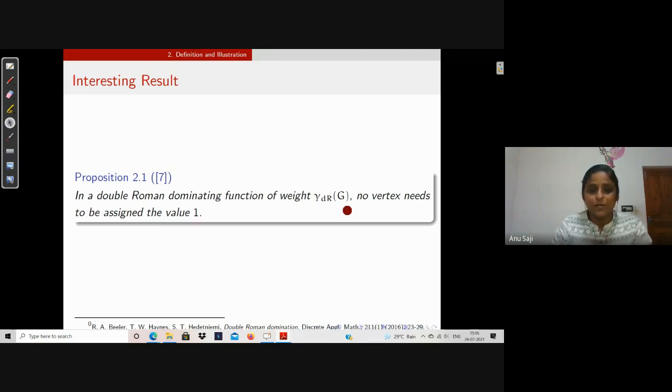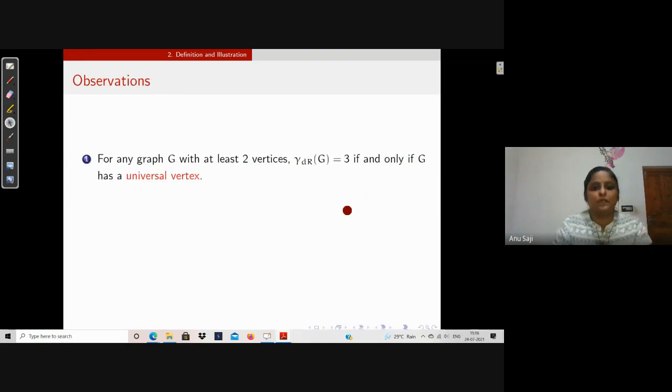So, from now onwards, we have to take care about the vertices with the value 0 only. A vertex with the value 0 must be adjacent to at least one vertex with the value 3 or two vertices with the value 2 each. Okay. Some simple observations are there.